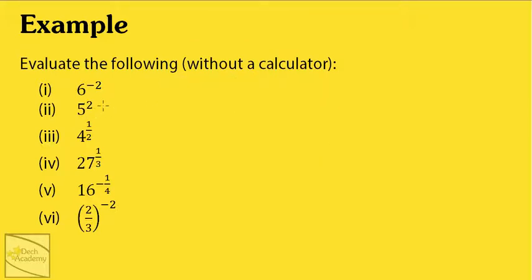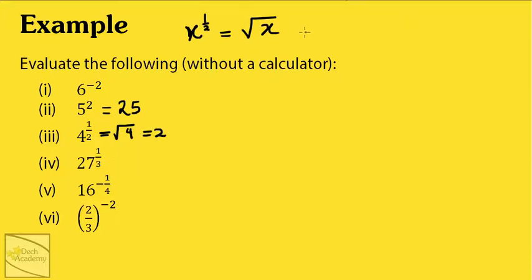Case 2 is simply 5 squared, which is 5 times 5, which is 25. So that's very easy. For case 3, you just need to realize that x raised to the power of 1 over 2 is the square root of x. So this is simply the square root of 4, which is 2.